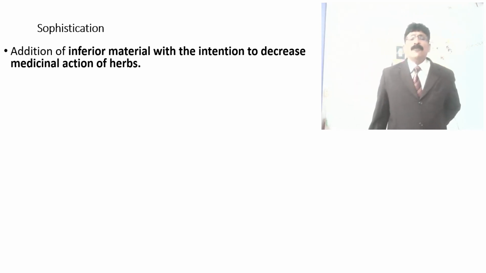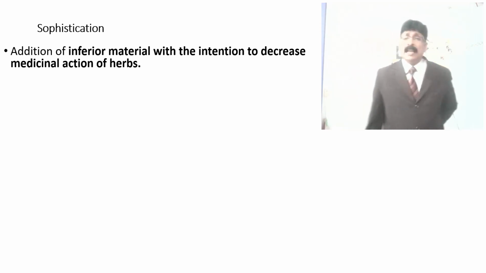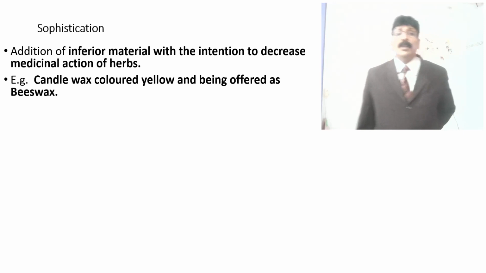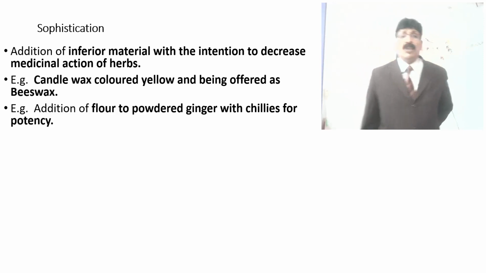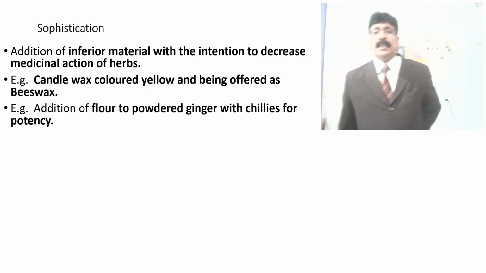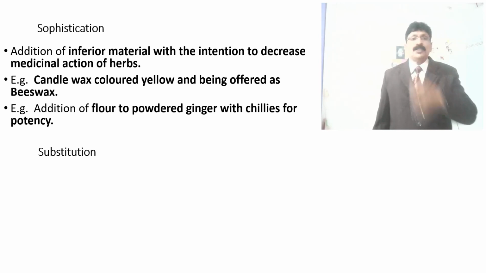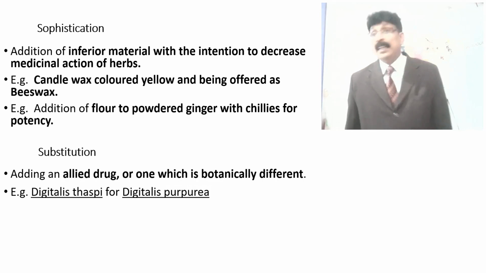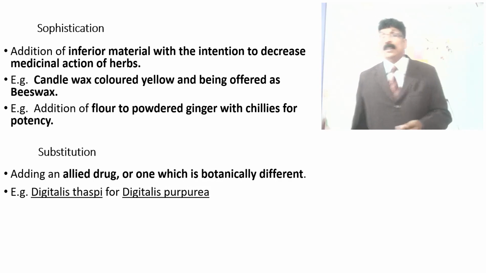Sophistication means addition of inferior material intended to decrease the medicinal action of the herb. Example, candle wax colored yellow and being offered as beeswax. Example, addition of flour powder in ginger with chilies for potency. And substitution means addition of an allied drug or one which is botanically different, like Digitalis lanata with Digitalis purpurea.